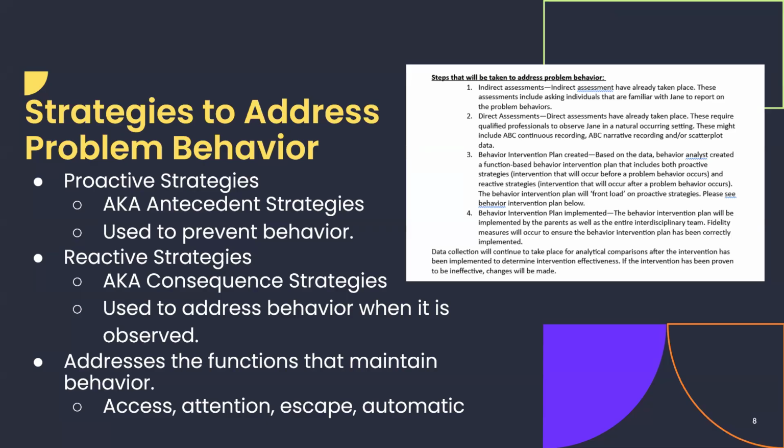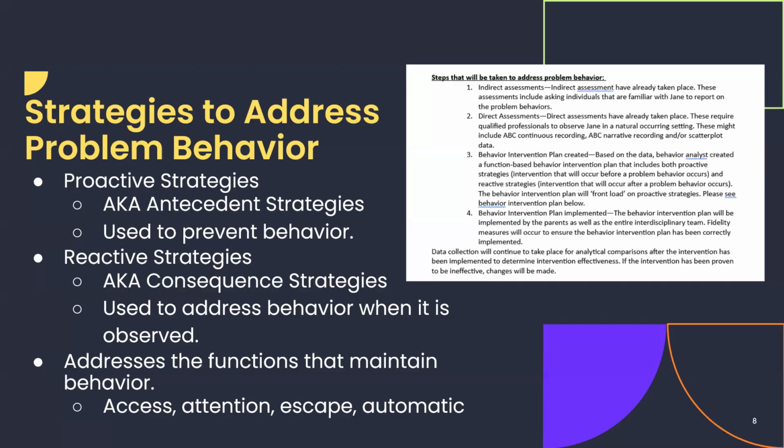Proactive and reactive strategies to adjust behaviors are included in this section. More commonly, these are your antecedent and consequent strategies. In describing these strategies for clarity's sake, antecedent strategies are those implemented before maladaptive behavior occurs so that it may be prevented. Consequent strategies are implemented following the observation of behavior.